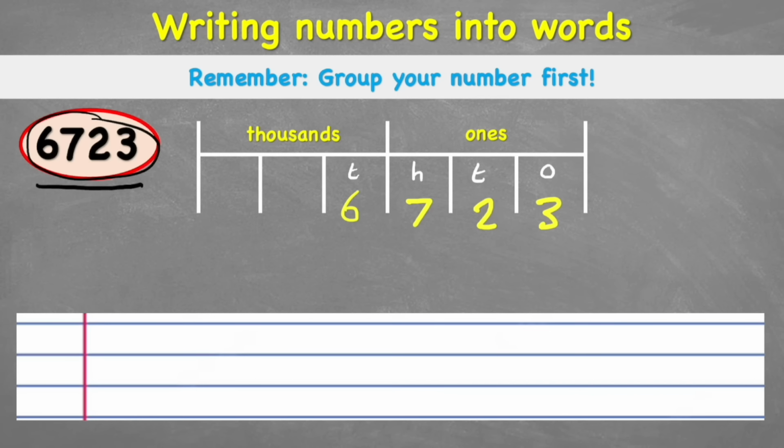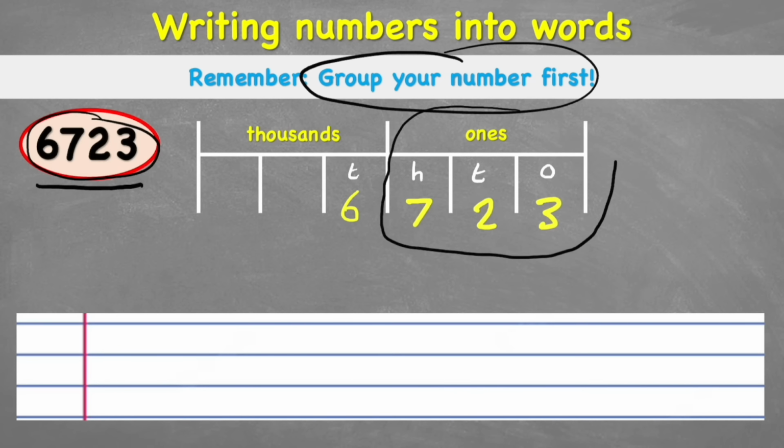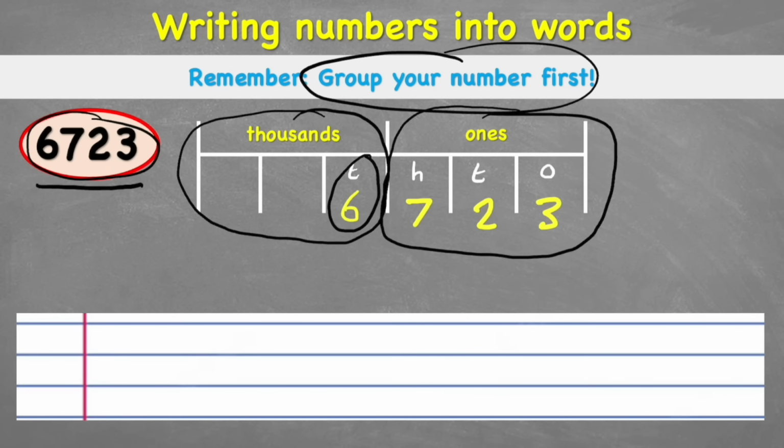Now let's think about our groups again. Remember, we're grouping our numbers, and I can see in my ones group, and now I have something in my thousands group too. So this is really important now, because I'm going to say what I see in each group first. And in my thousands, I can see that I just have a 6. So the start of my answer will be 6,000.